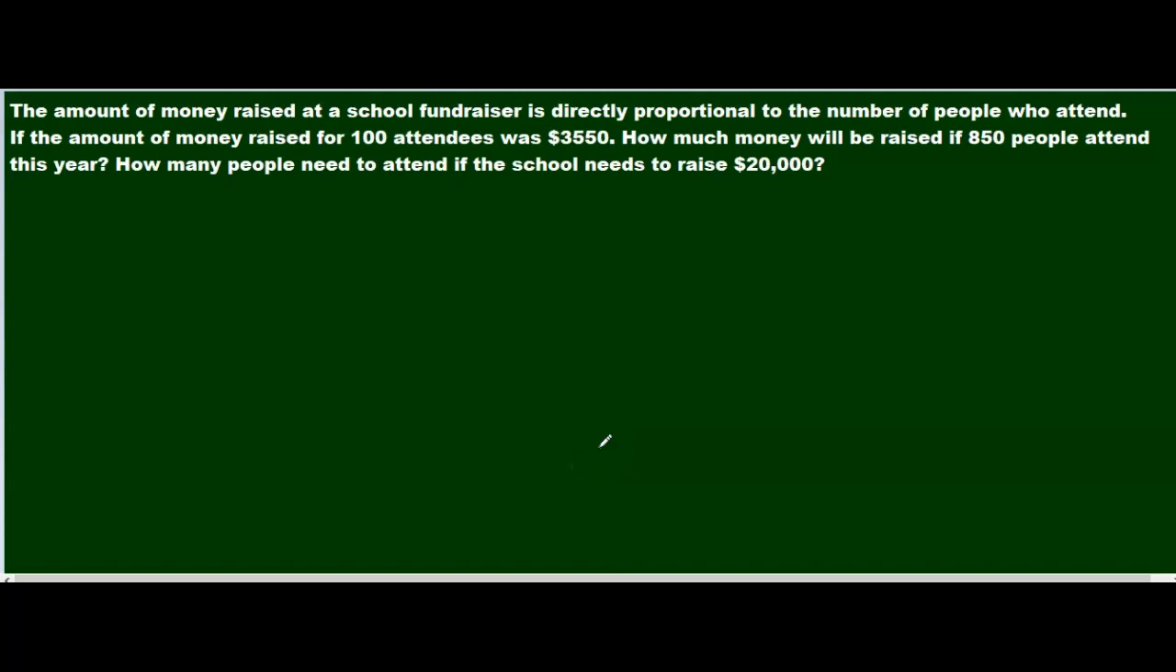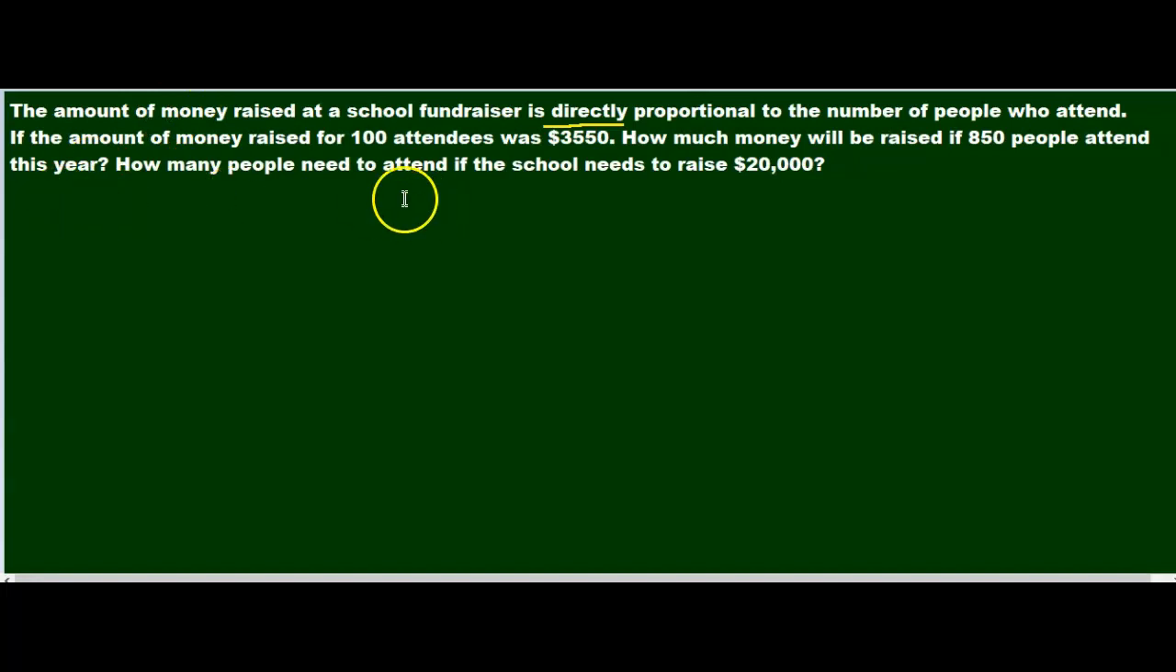Today I want to show you how we can solve some direct variation word problems. The amount of money raised at a school fundraiser is directly, so we want to make sure we highlight the word directly, proportional to the number of people who attend. If the amount of money raised for 100 attendees was $35.50, how much money will be raised if 850 people attend this year? And how many people need to attend if the school needs to raise $20,000?